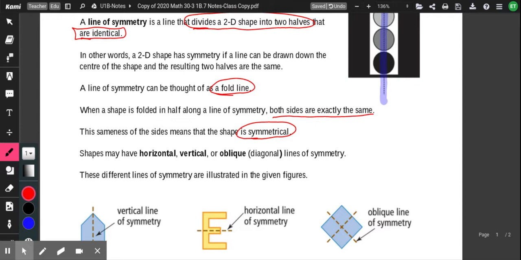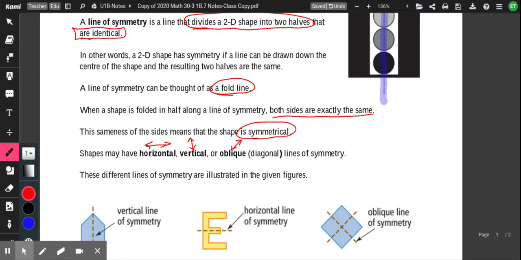So we have different ways we can have symmetry. We could have a horizontal line. Horizontal means left and right. We could have a vertical line going up and down, or we could have oblique lines, which are diagonal lines. So there are different types of lines of symmetry that we're going to be looking at.